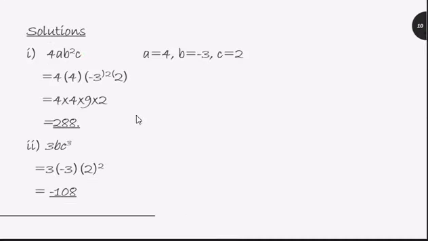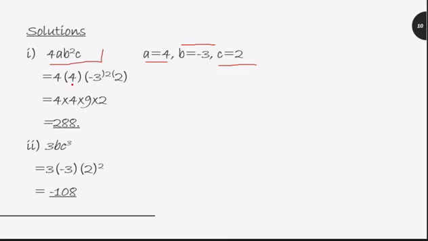Why do we have 4ab squared c? Where there is a, we put a 4. Where there is b, we put negative 3. And where there is c, we put 2. That's how we deal with this. And we multiply and add and do whatever we want, depending on what we are given. So these are just simple examples here.